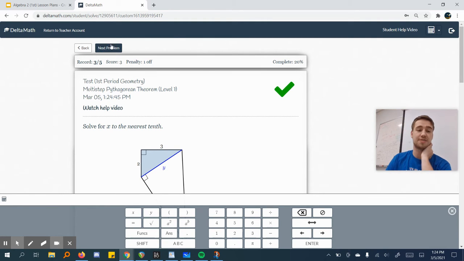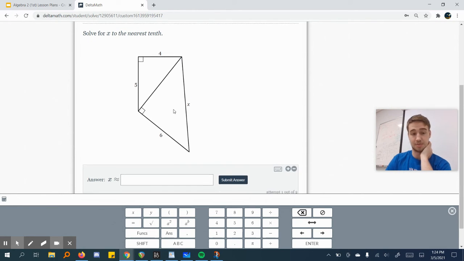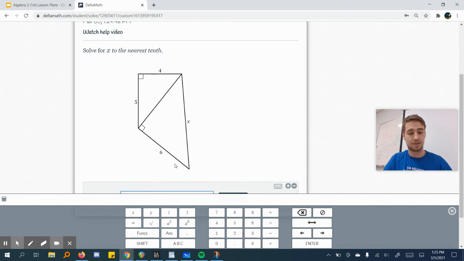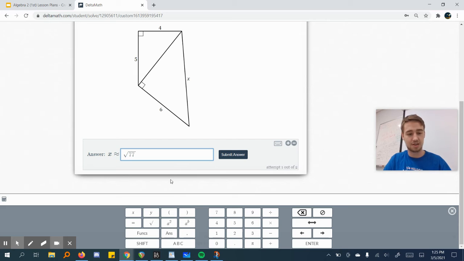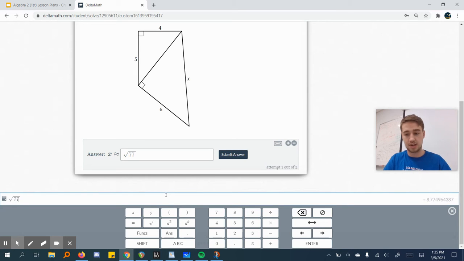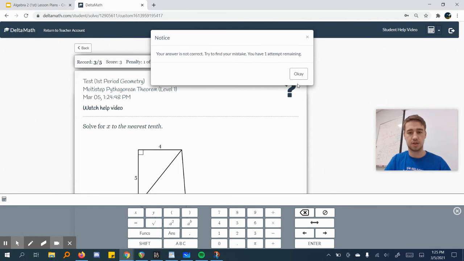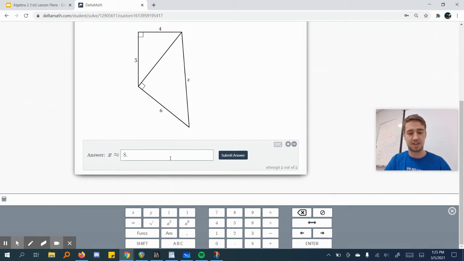So with these problems, you just have to do the Pythagorean theorem a couple of times. It's not that bad. 4 and 5 give you 16 plus 25, root 41. Square it, add it to 36 for the squaring of 6, and you get 77. Radical 77 in a calculator is 8.8.